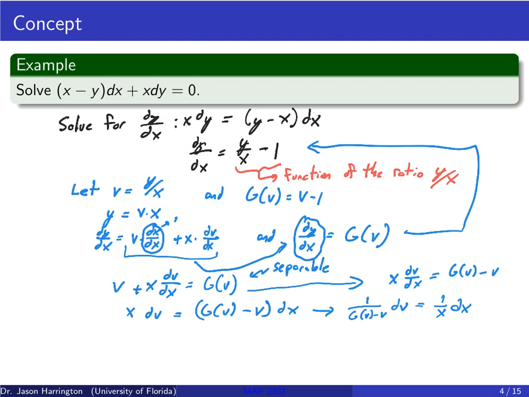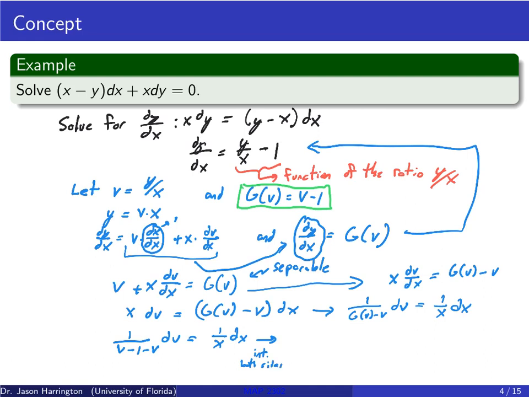Now on the left hand side, remember what g was. Don't forget g. g was up here. g is just v minus 1. So on the left hand side I have 1 over v minus 1 minus v dv is equal to 1 over x dx. When I integrate both sides, the left hand side just becomes, I'll just write, integrate both sides.